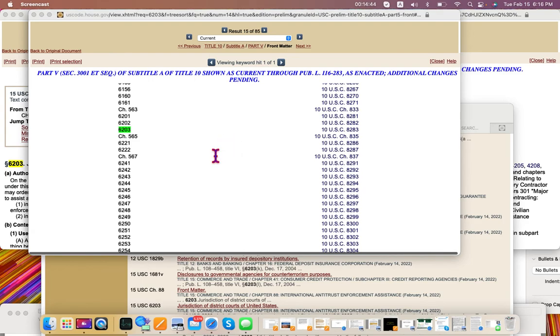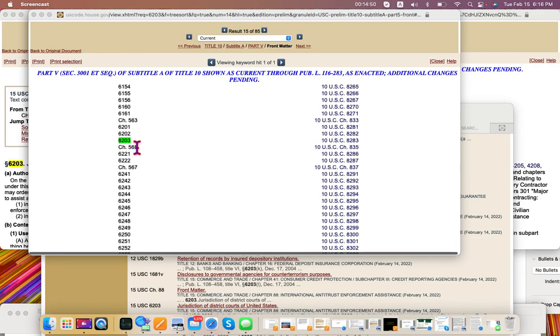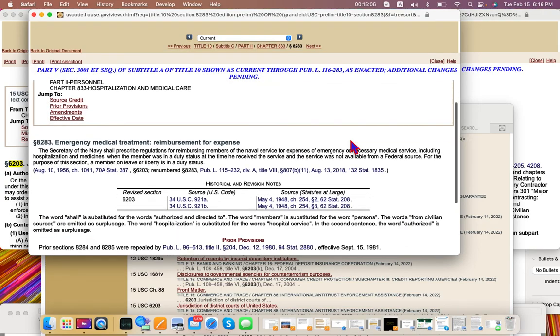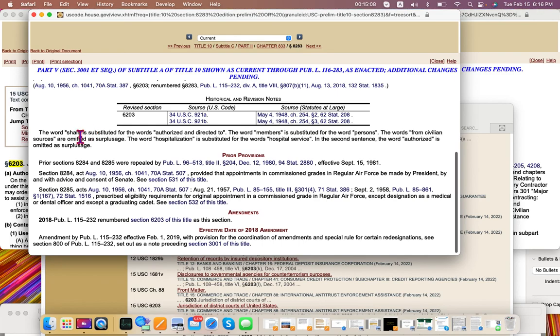Okay, so what I had to do is I went to Subtitle A, and here it has 6203 that we looked up from the Internal Revenue Service Title 26, and it leads us to 10 USC 8283 because 8283 replaced 6203. So then we click on here. And this is what I wanted to show you.